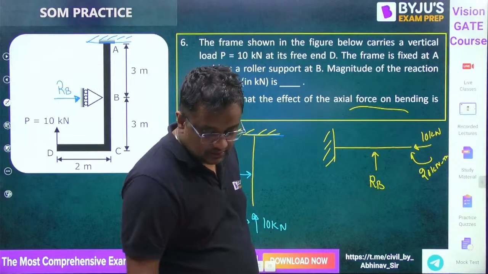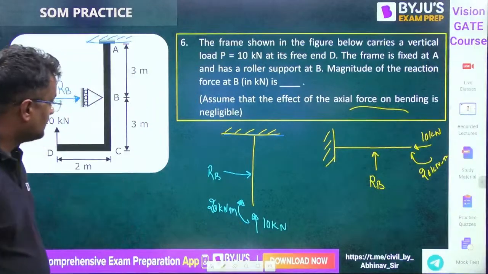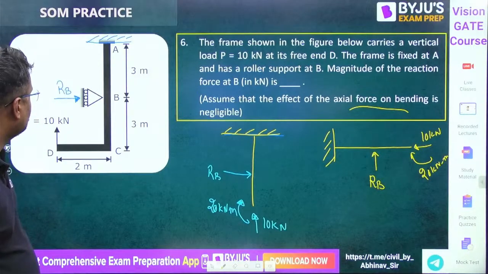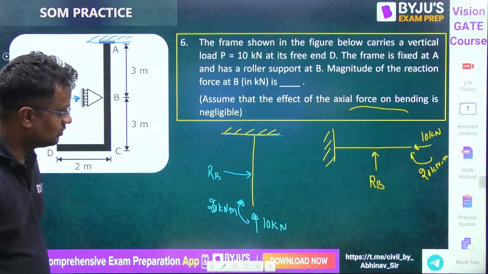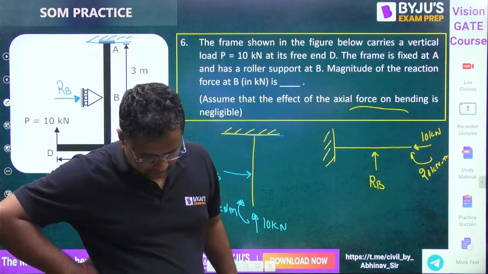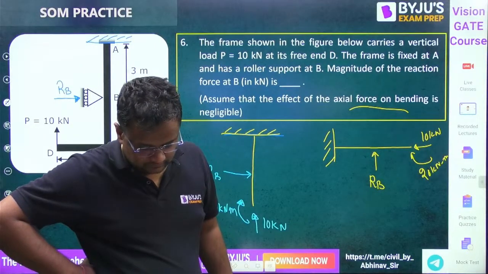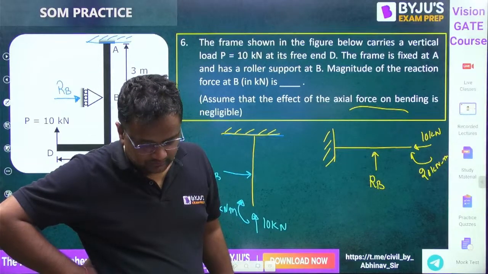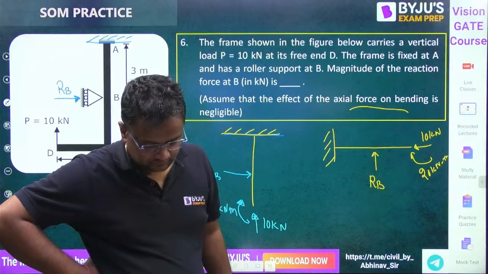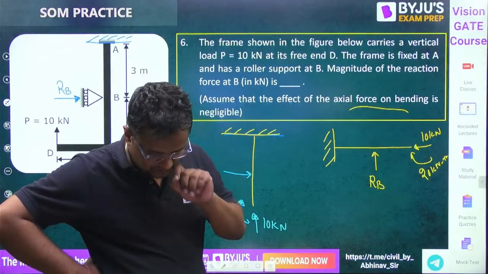Tell me the answer. Quickly, quickly, quickly. Everybody, come on, tell me quickly, brother. Net displacement at point B has to be 0, so the displacement due to this moment and due to this RB. Everybody please tell me. Come on.